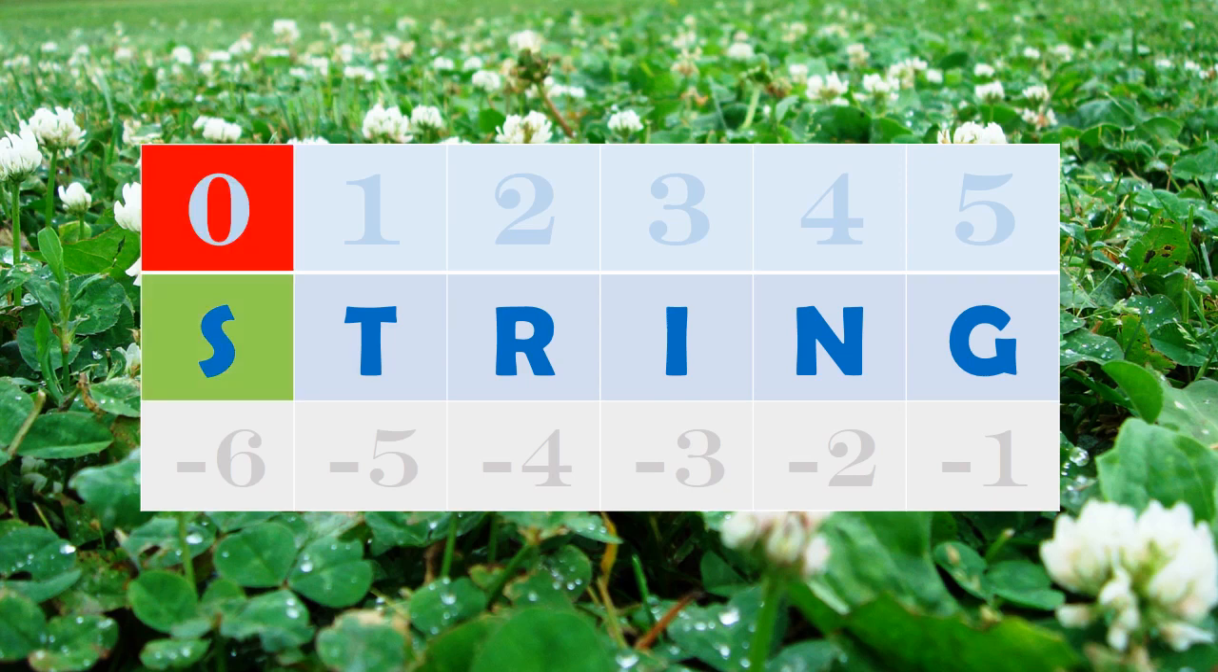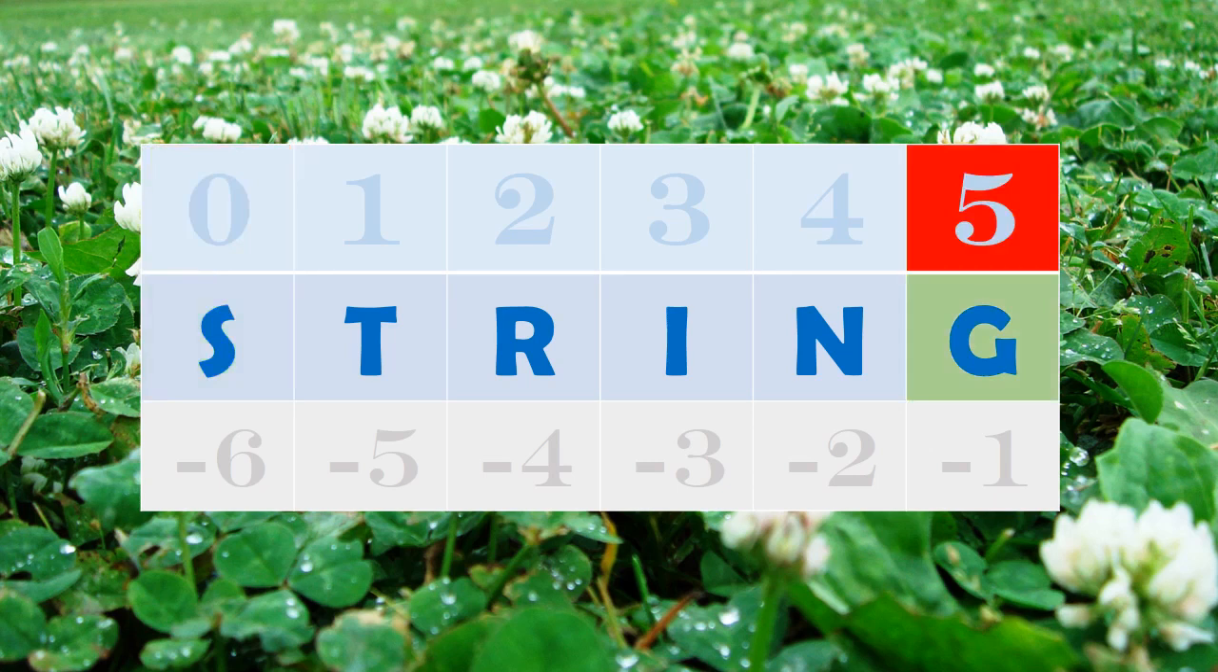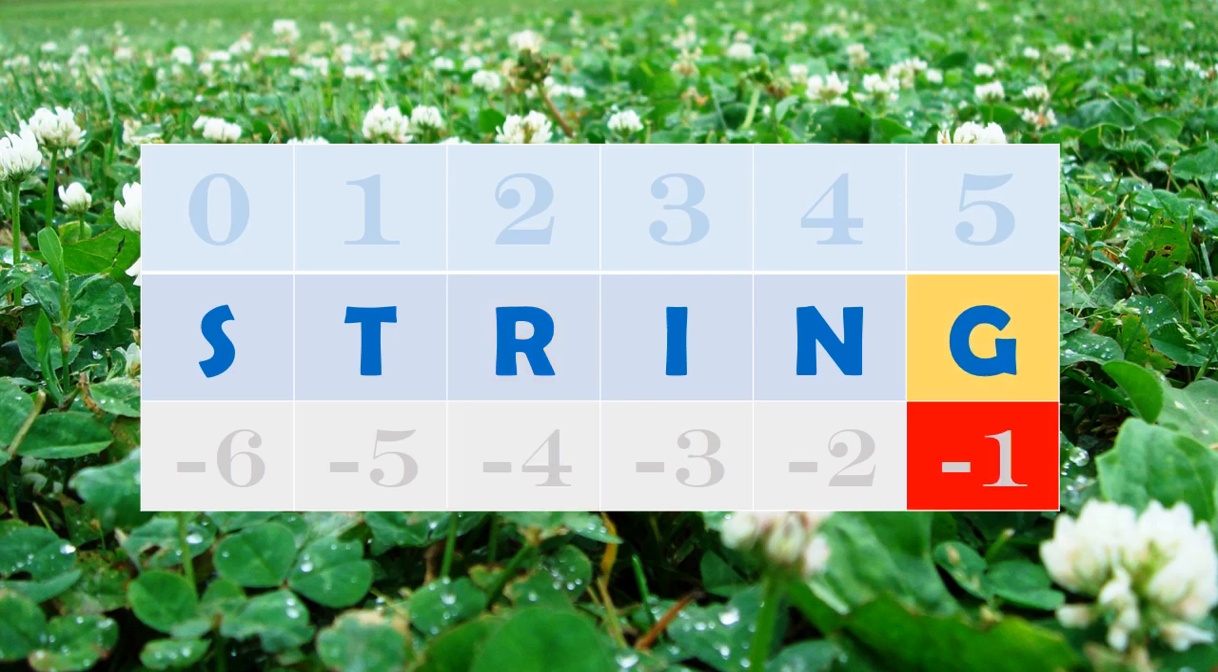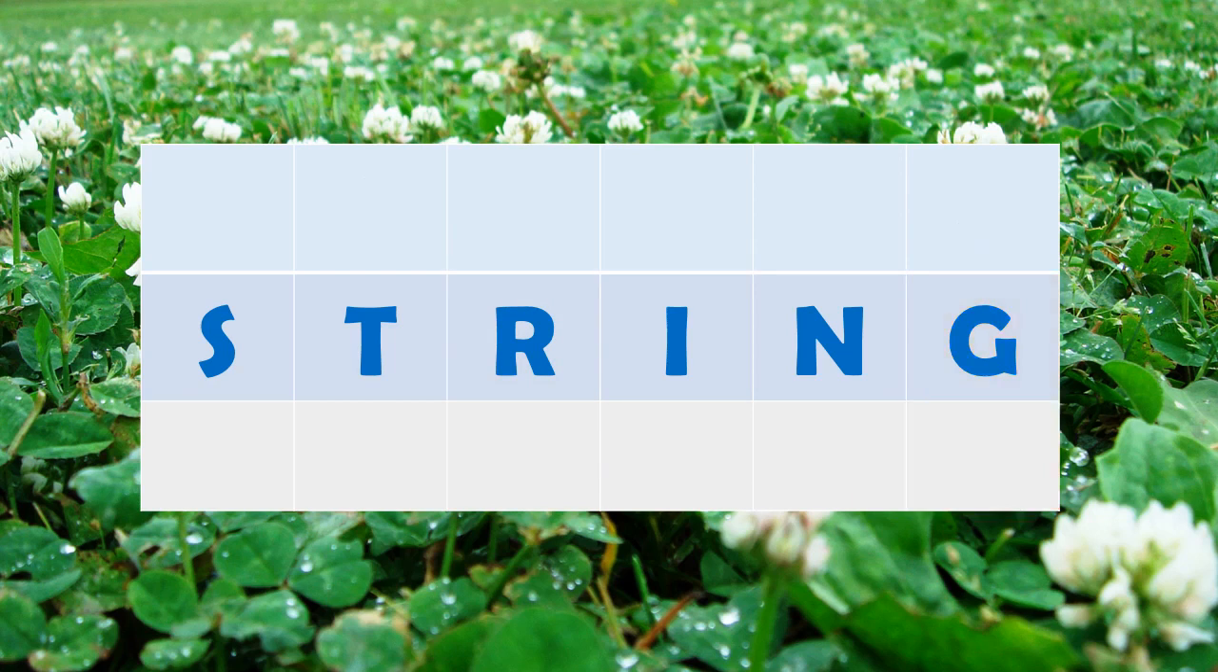If I ask what is the index of S, you will say 0. If I ask what is the index of G, your answer will be 5. If I ask what is the negative index of R, you will say -4. If I ask what is the negative index of G, your answer will be -1. So a string supports both positive and negative indexes. Index begins from 0, you should keep in mind.